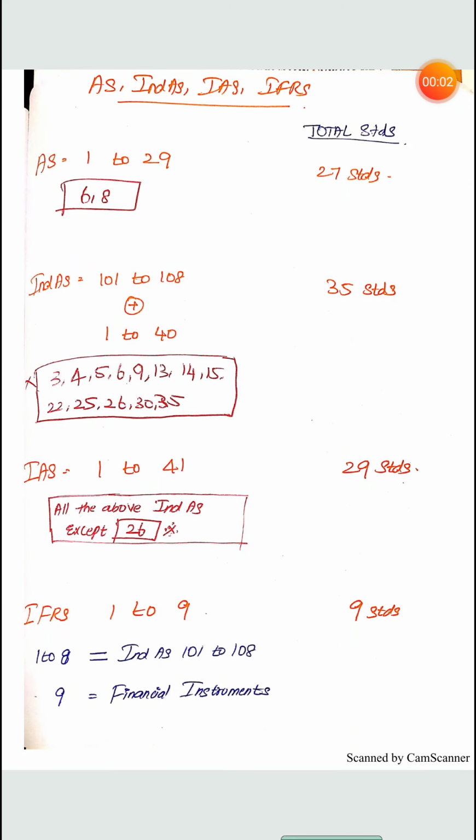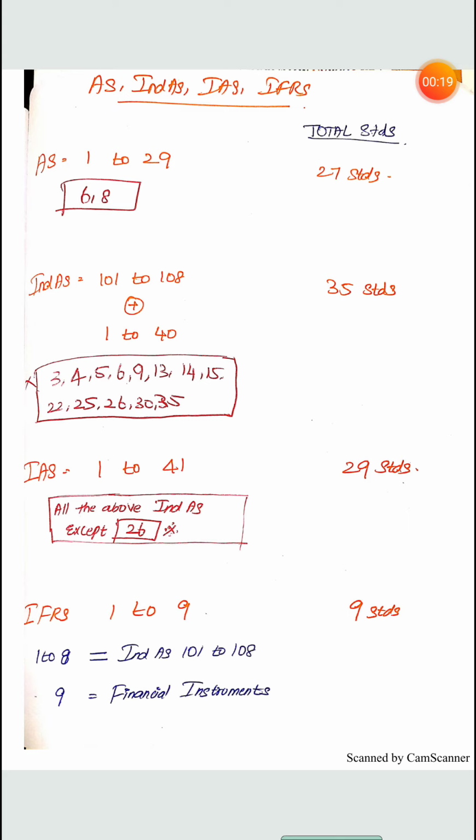Today we are going to see how we are going to memorize different accounting standards for the corporate and management accounting paper. So there are four accounting standards: AS, Ind AS, IAS, and IFRS. I am going to give you what is there and what is not there and how to memorize them.